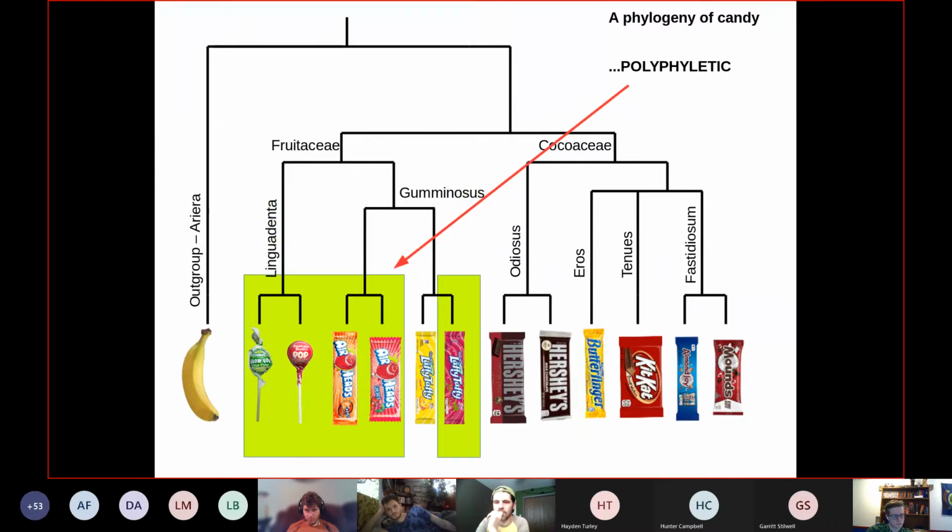So if you were to start at the common ancestor for fruit and then all candy, that would technically be mono? Or would that be... if I was here at this branch point? No, one more up. Oh, right here. Yeah, would that technically be mono or not? It would be monophyletic if you counted everything down here at the end.